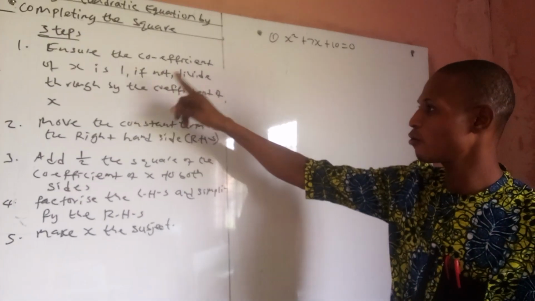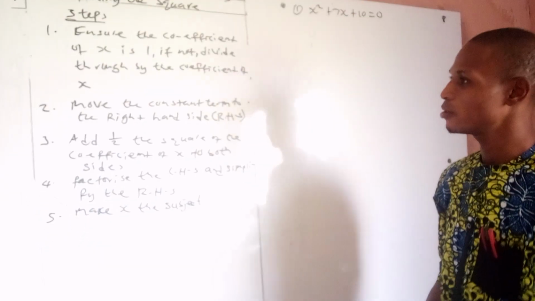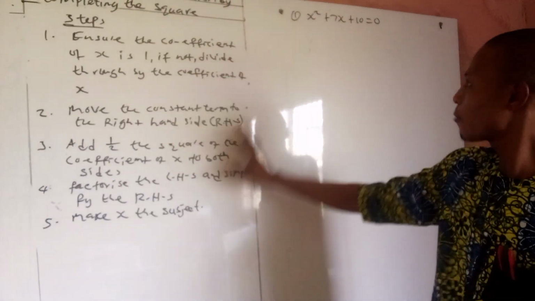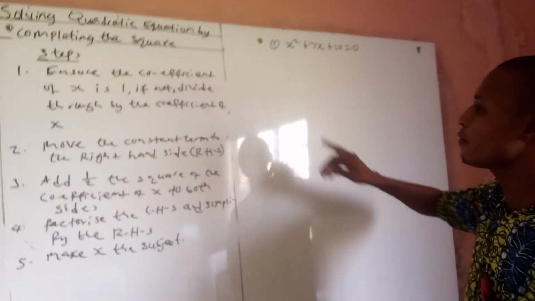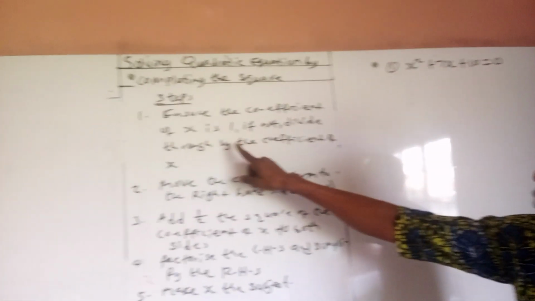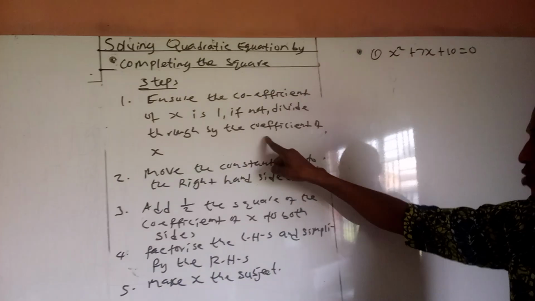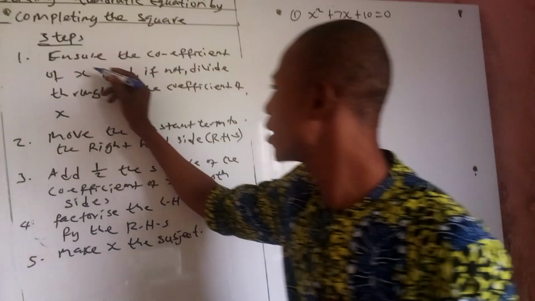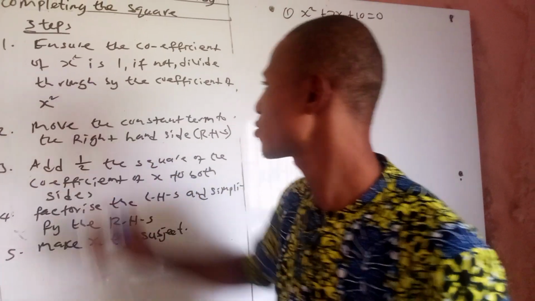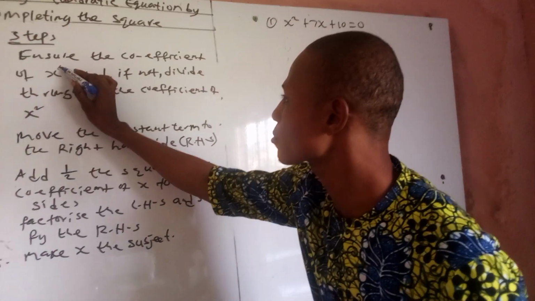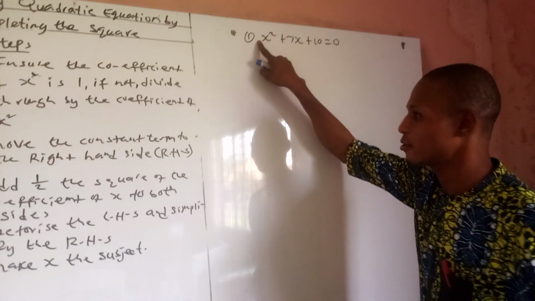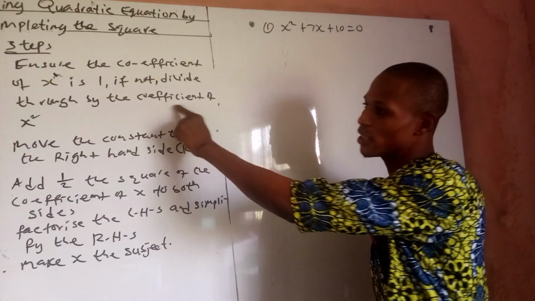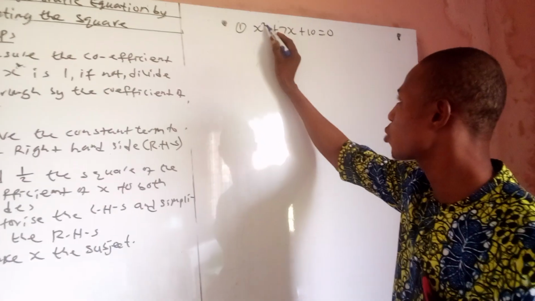So the first step is to ensure that the coefficient of x squared is 1. If not, divide through by the coefficient of x squared. It's not x, it's the coefficient of x squared. But from this question, the coefficient of x squared is 1. So we will ignore this first step because the coefficient of x squared is 1 already.